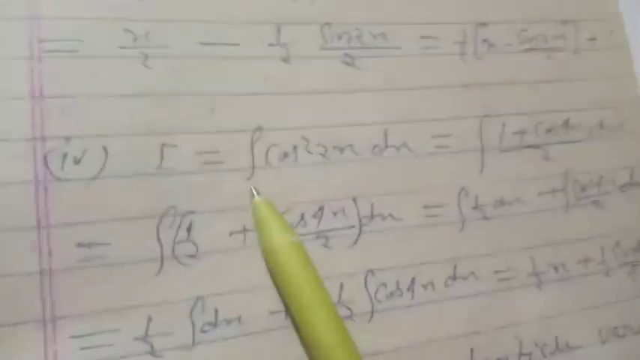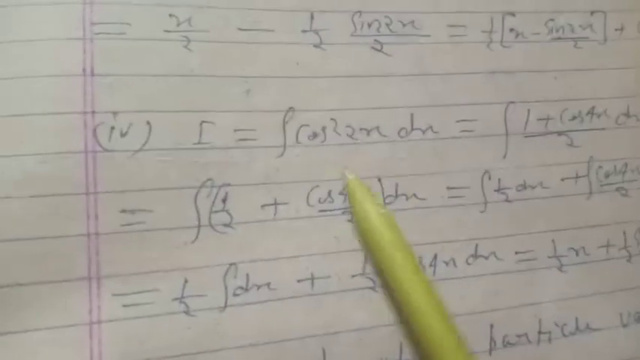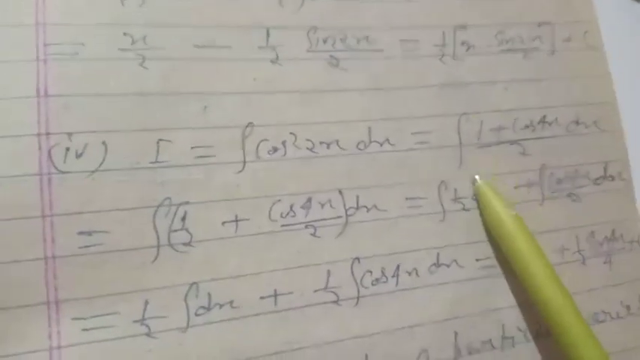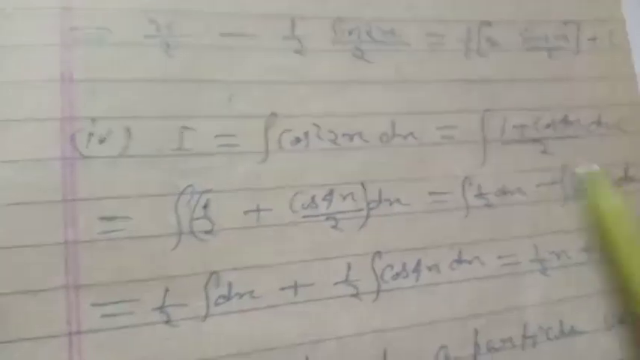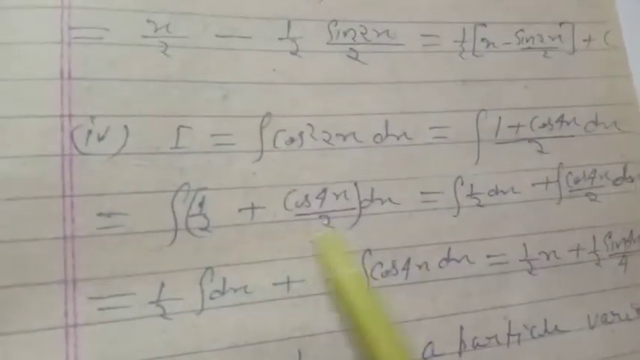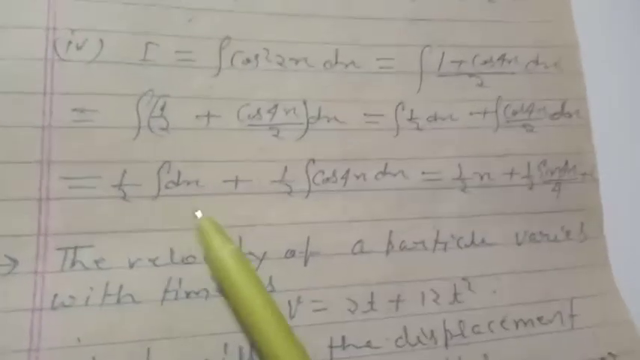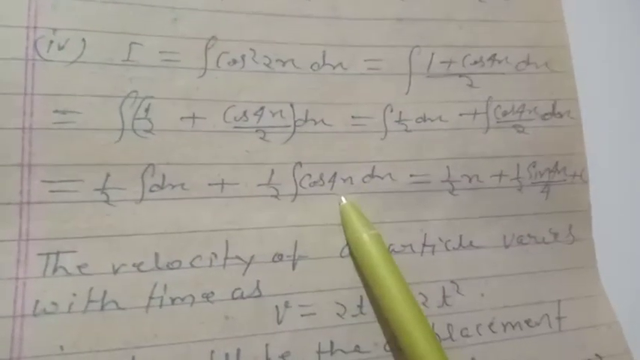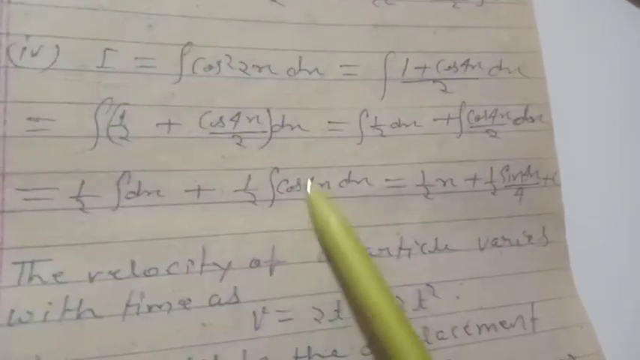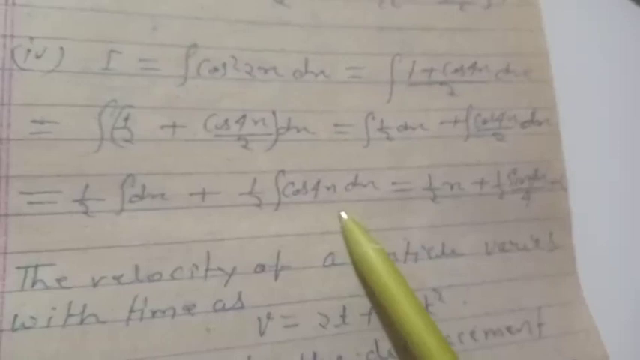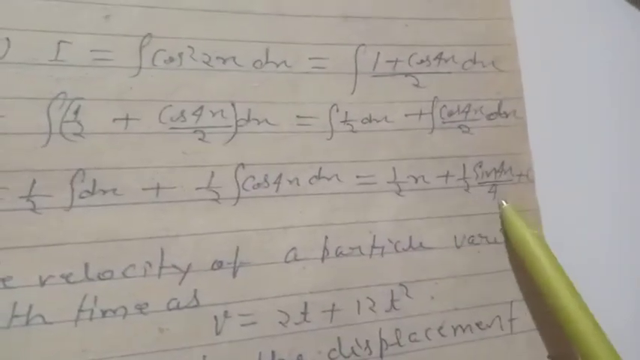Integration of cos square 2x dx equals integration of (1 plus cos 4x) by 2 into dx, which is integration of 1 by 2 plus cos 4x by 2 into dx. Integration of 1 by 2 dx plus integration of cos 4x by 2 into dx equals 1 by 2 integration dx plus 1 by 2 into integration cos 4x dx equals 1 by 2 x, because integration of dx equals x, and integration of cos 4x equals sin 4x by 4, plus c. This is the answer.